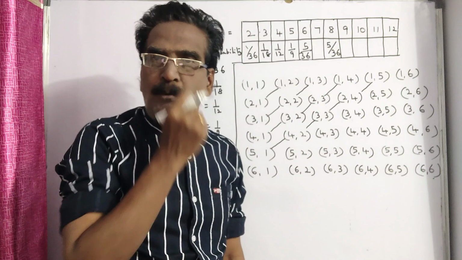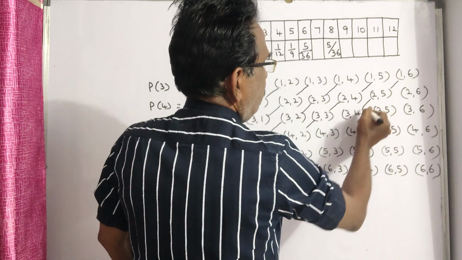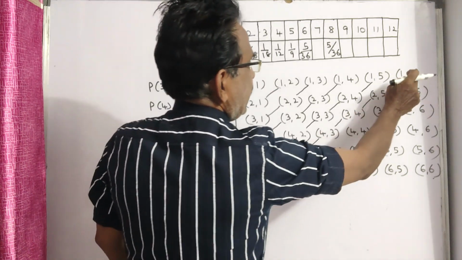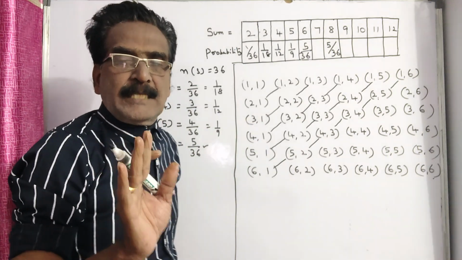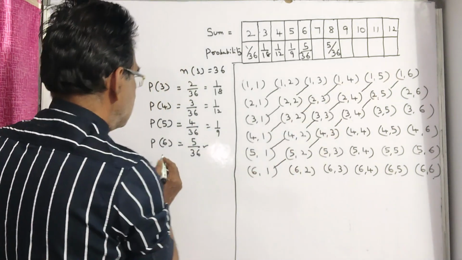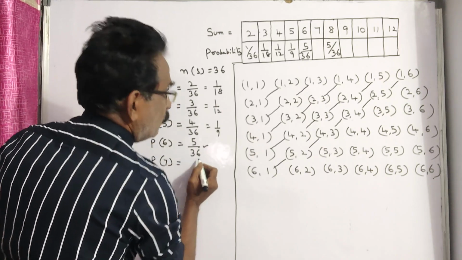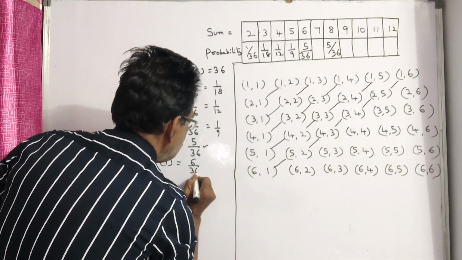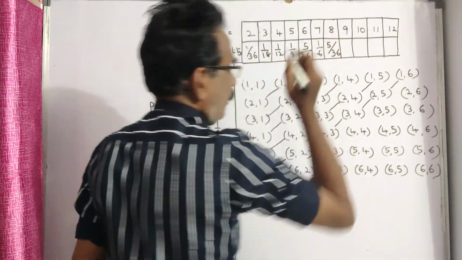Now let us calculate the probability for the sum 7. 1 plus 6 is 7, 2 plus 5 is 7, 3 plus 4 is 7, 4 plus 3 is 7, 5 plus 2 is 7 and 6 plus 1 is 7. So how many cases? 1, 2, 3, 4, 5, 6. 6 outcomes are favorable for getting the sum 7 on the two dice. So probability of getting 7 is 6 by 36, that is equal to 1 by 6, the required probability.